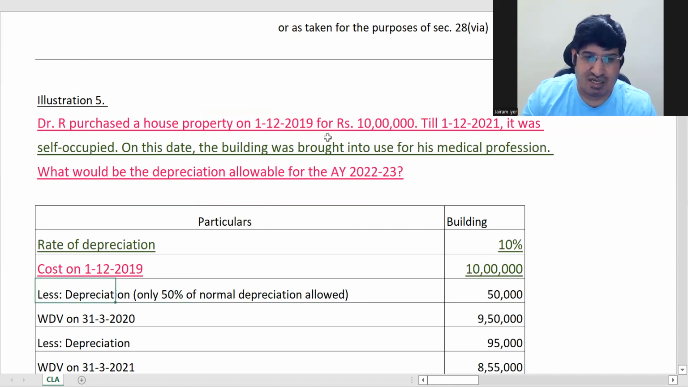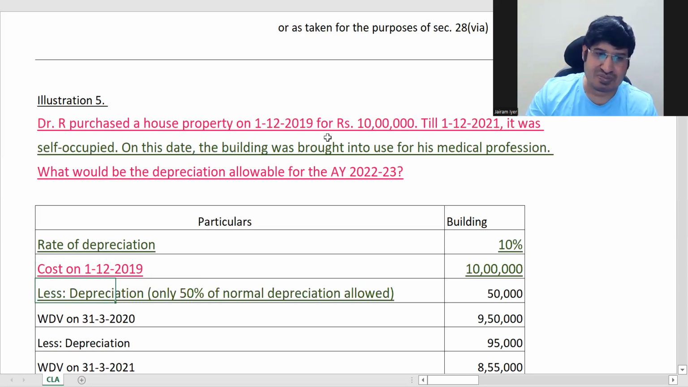Okay, so now 1/12/2019, correct. So how much depreciation will you get in the first year? You will get only 50% depreciation. Why? Because it is after 3rd of October. As depreciation, only 50% is allowed. 10 lakhs into 5%, half of 10% is 5%. Okay, so that becomes our 50,000. Correct, this is the first year's depreciation.